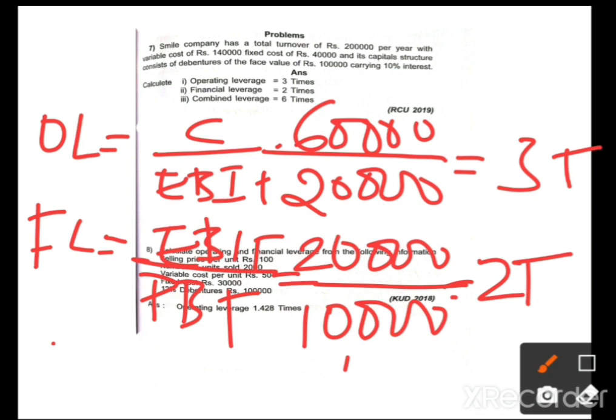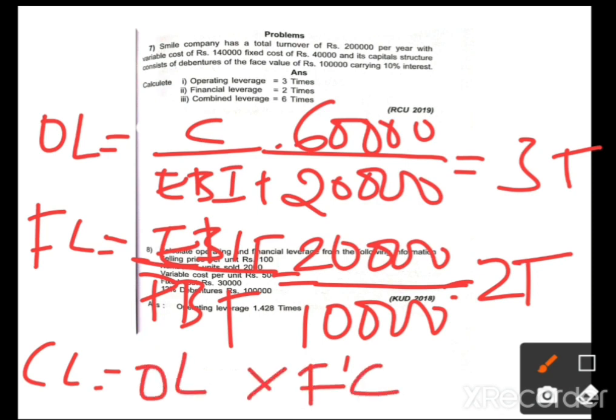Next is combined leverage. See, combined leverage, as per this problem, again we have sufficient information. Operating leverage into financial leverage, 3 into 2, we get 6 times. Yes. So this is the way to calculate the different types of leverages.